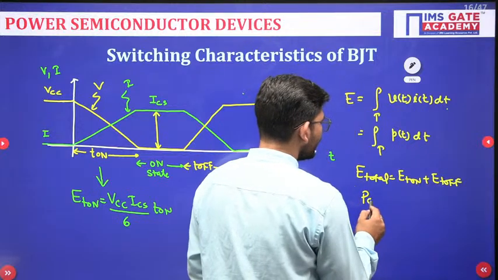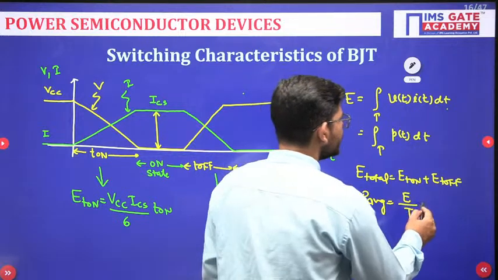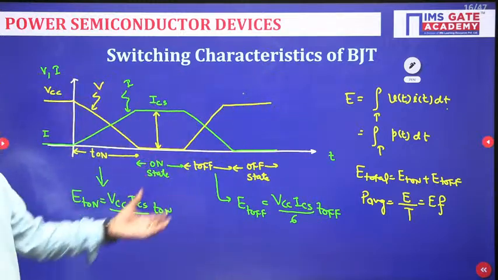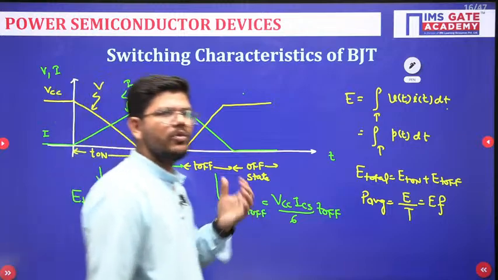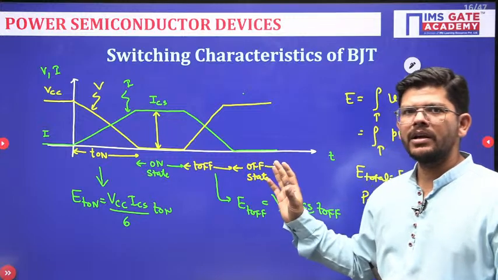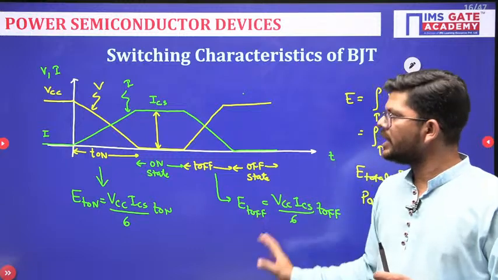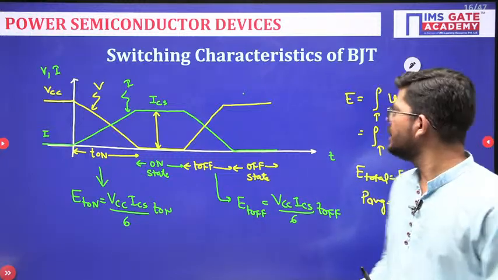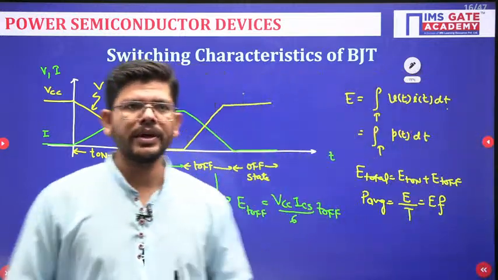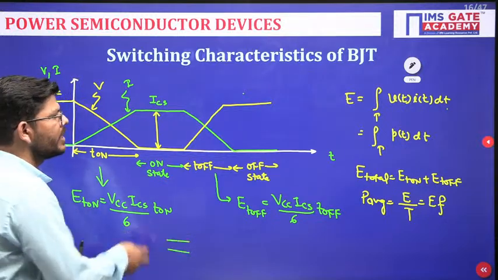If you have to calculate the average power dissipated, that will be E upon the total time. Sometimes it is given in terms of switching frequency. Everything is written on this page. If you get a question from this topic, you will be able to just use the formula and calculate the answer. If the numerical has exactly similar characteristics, you will use the formula directly. If it has something different, you will use these techniques to calculate the energy loss and the power. So this is regarding the switching characteristics of BJT. I hope this is clear and nobody is having any doubt.